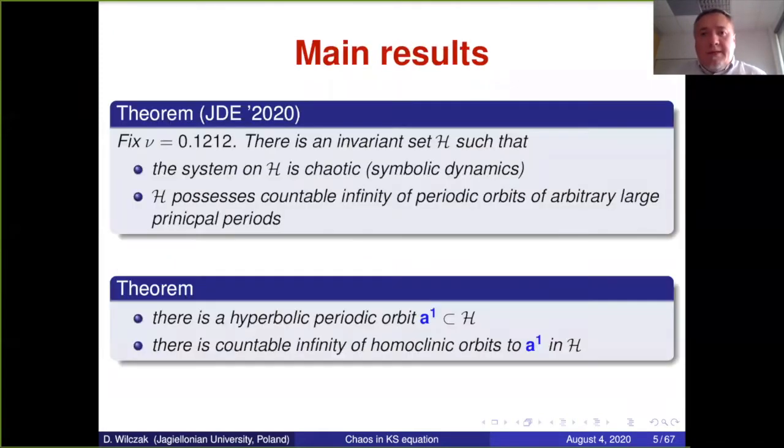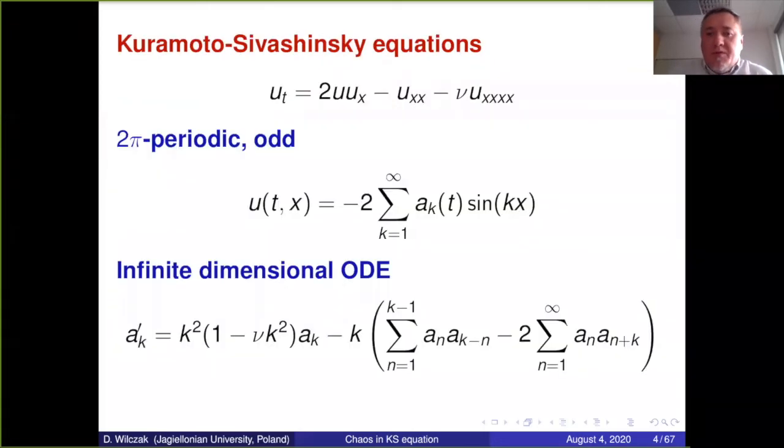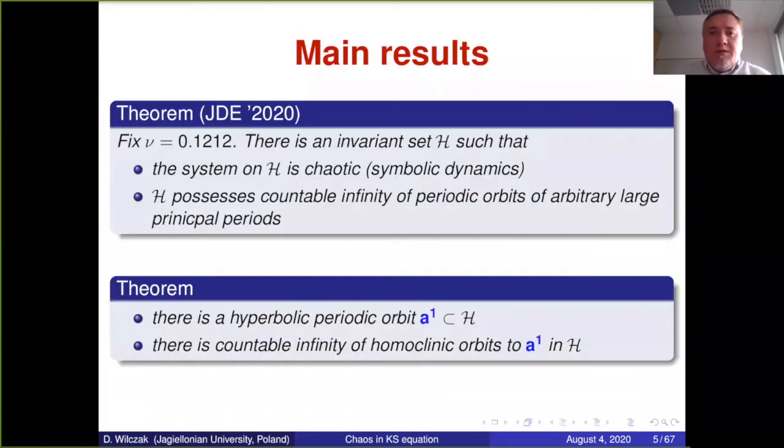And this is the main result for this particular infinite dimensional ODE. For the particular choice of parameter value 0.1212, there is an invariant set H, which consists of a countable infinity of periodic orbits of arbitrarily large principal periods. Moreover, there is chaos in the sense of the presence of symbolic dynamics. Of course, symbolic dynamics is a discrete system, so a certain Poincare map admits symbolic dynamics. And this is a result already published this year in the Journal of Differential Equations.